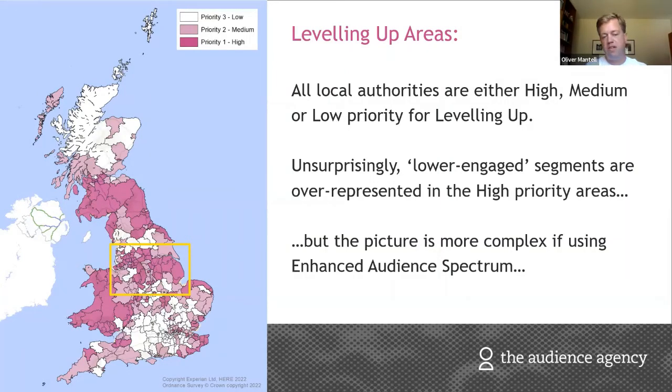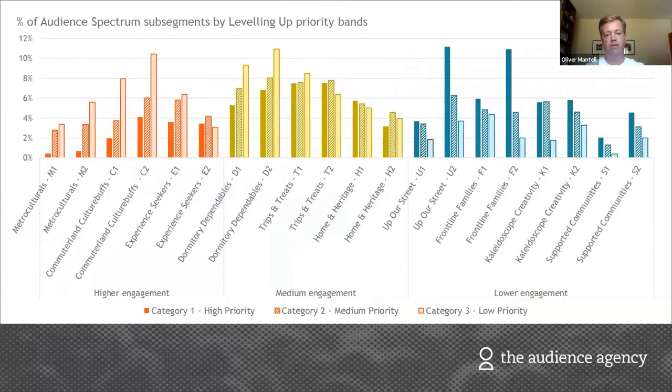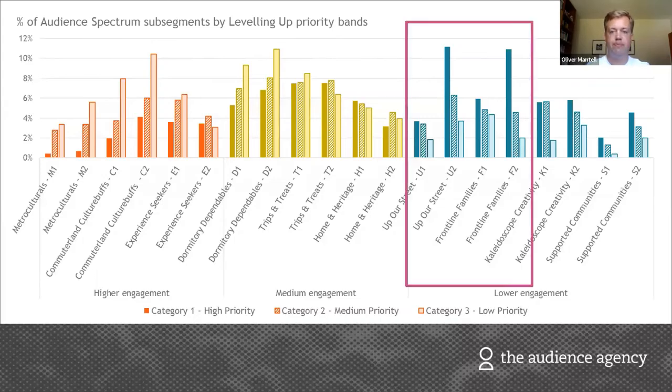And of course, and this is part of what we said when we did the initial launch of Audience Spectrum, as you would expect, more of the typically lower engaged Audience Spectrum segments tend to live in high priority levelling up areas. I mean, of course they do, that's exactly what you'd expect to happen. But where it's a bit more interesting is that if we actually look at the profile for category 1, category 2, category 3, each of these subsegments, we see that 2 of them really stick out as being unusually prominent in the category 1 areas. So this is where we get the up our street and frontline families rising to the fore as these particular groups of interest in this area.